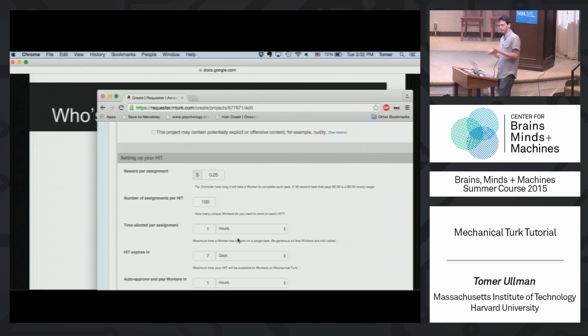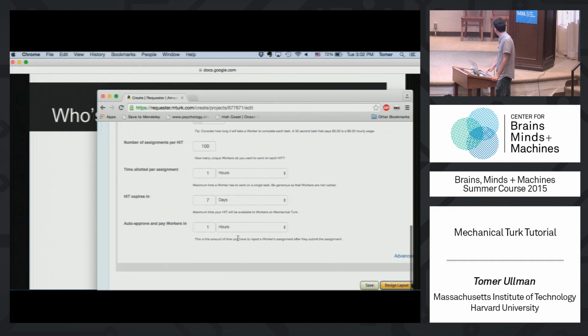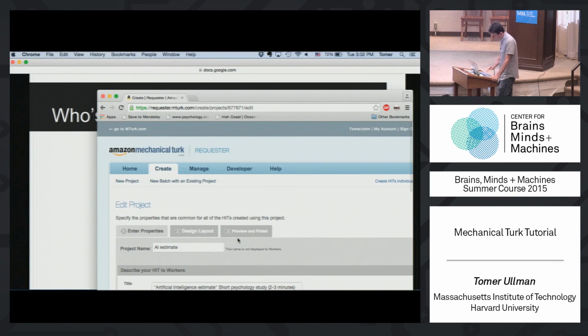You can yourself keep around some timer within the external website or something like that. Are they actually actively participating right now? How long will this hit stay up for? And auto-approve and things like that. I'll talk a little bit about rewards and incentives and things like that.